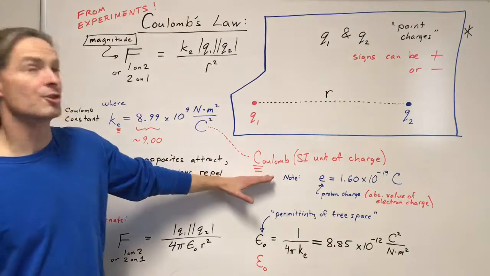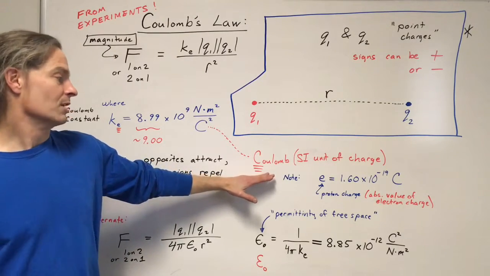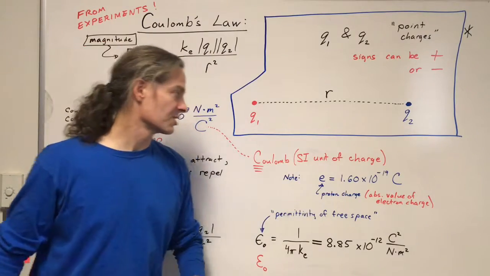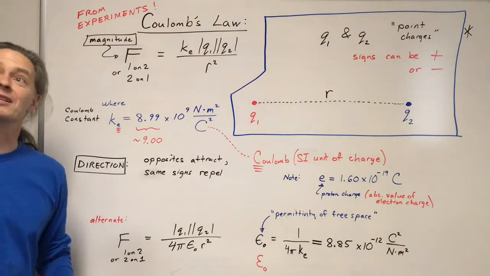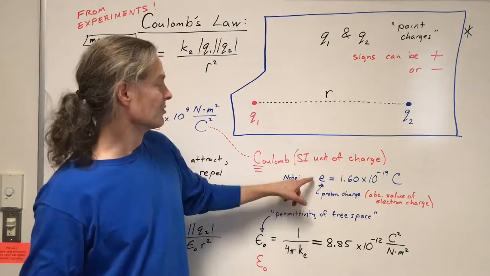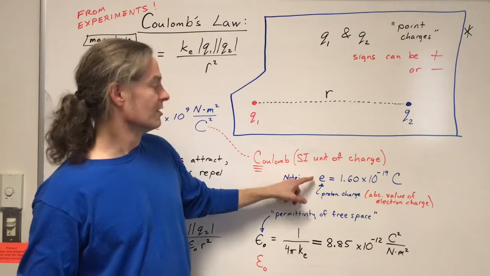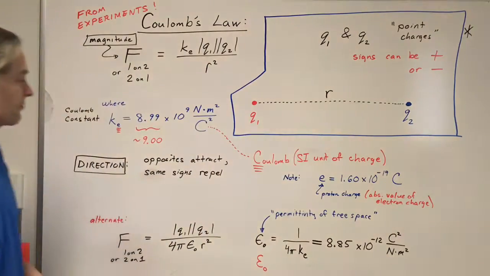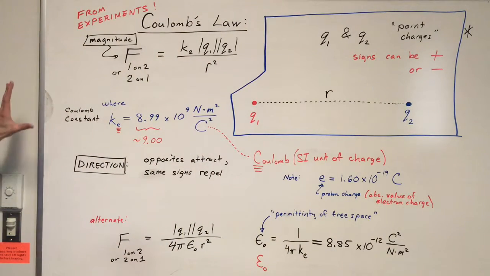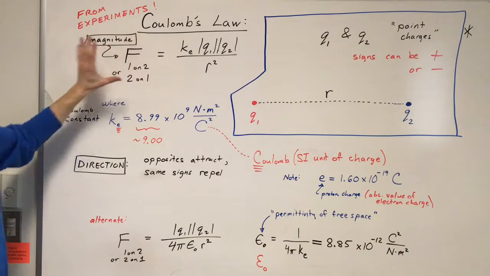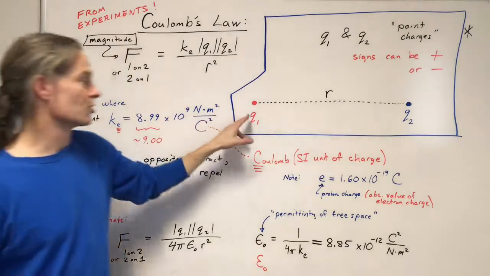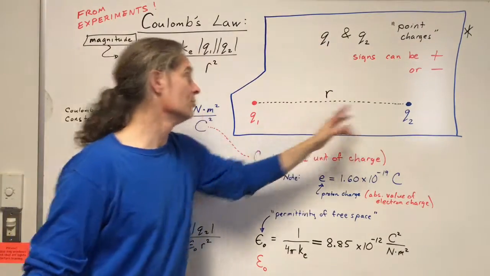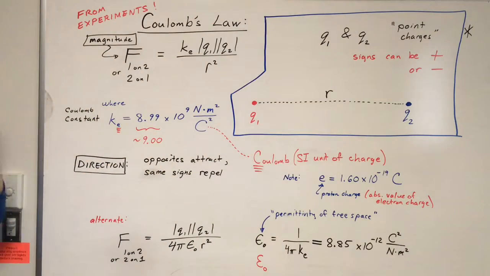Note, a Coulomb is an enormous amount of charge. In comparison, 1 proton has a charge of 1.60 times 10 to the minus 19 coulombs. We use e for the charge of a proton because that's also the absolute value of the charge of an electron. Great. All right, so this gives the magnitude of the force that charge 1 exerts on charge 2. It also gives the magnitude of the force that charge 2 exerts on charge 1.